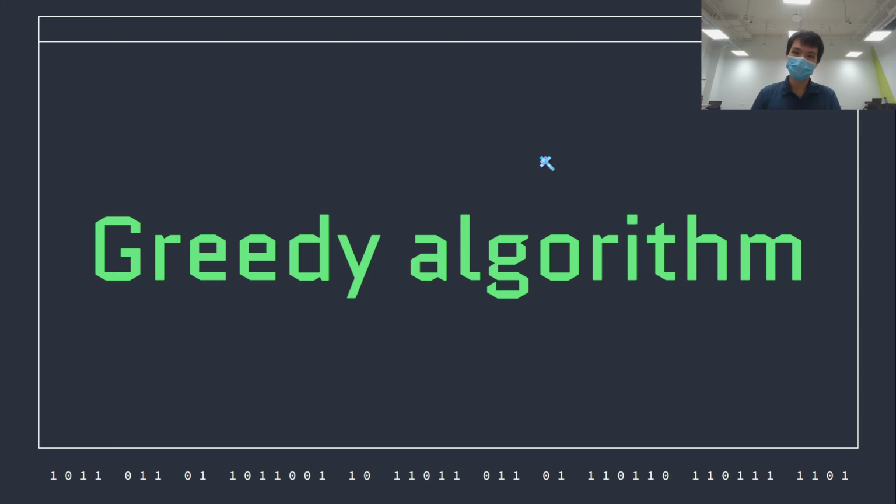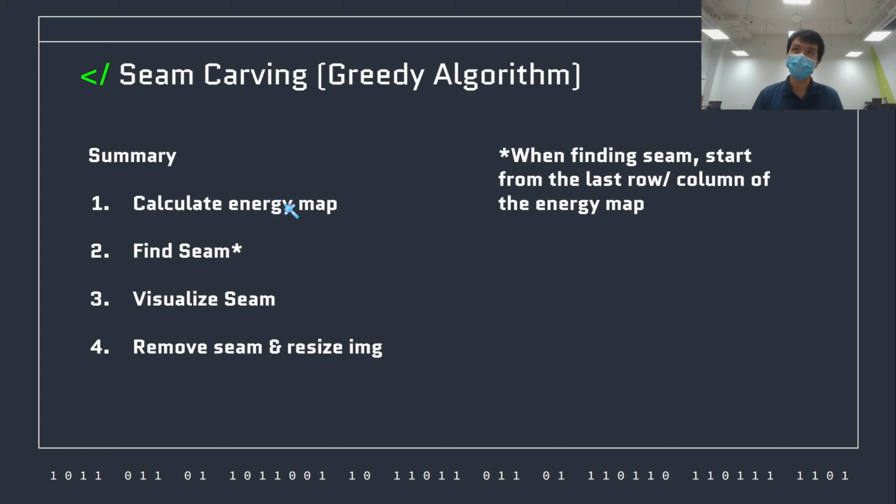Now moving on to the greedy algorithm, it is quite similar to the dynamic programming approach, except that we don't use the cumulative energy map.